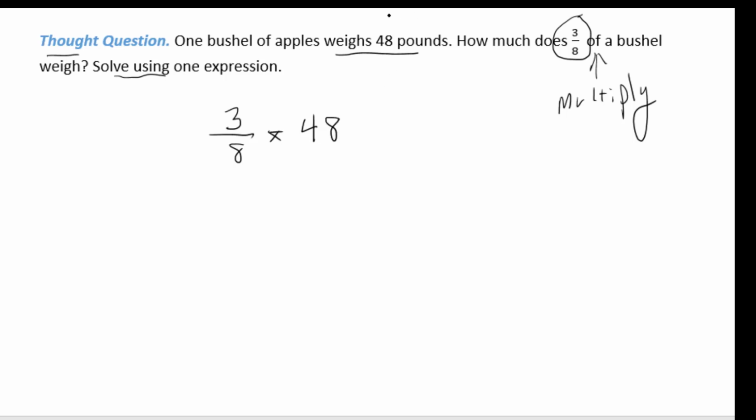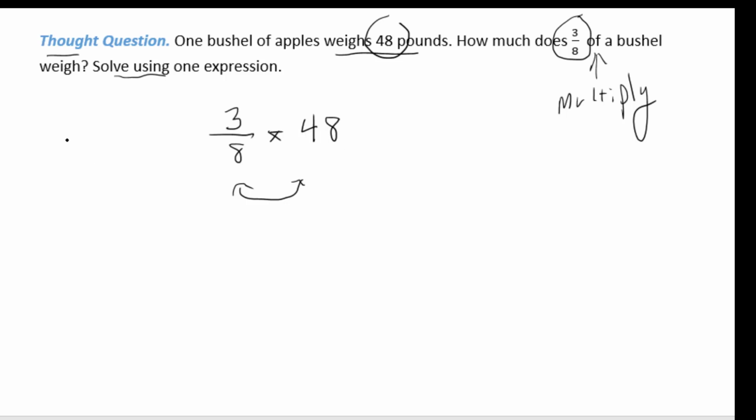Recognize clearly that when I'm taking less than 8/8, I'm going to get less than 48 pounds. If I take 7/8, I'm going to get less than 48 pounds. I'm taking 3/8, so I'm going to get less than 48 pounds. And when you multiply a fraction times a whole number, what you're going to wind up doing is dividing and then multiplying. Because it's easier to divide first and then multiply.